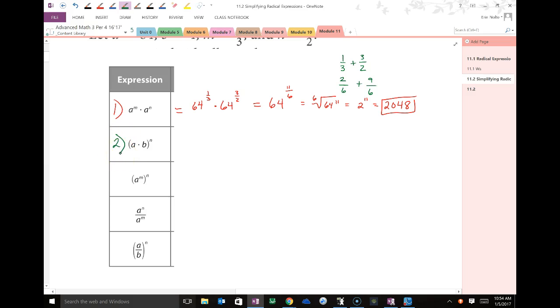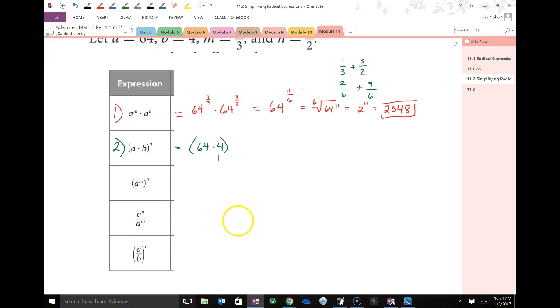Okay, so now we're working on number 2. We have a times b to the n. So what's the first thing I'm going to do? Plug in our numbers. So we have 64 times 4 to the, what was n again? Oh yeah, 3 halves. Okay, now how would I do this one? There's actually 2 different ways I can go about doing this.